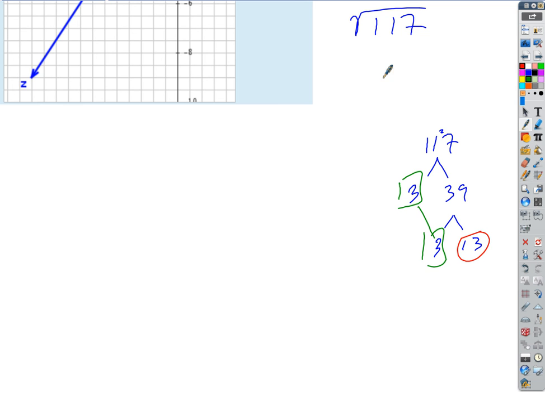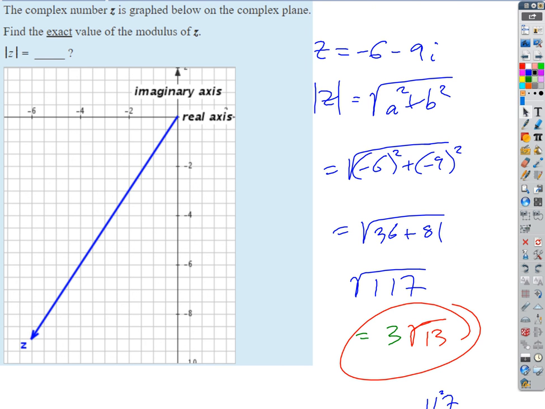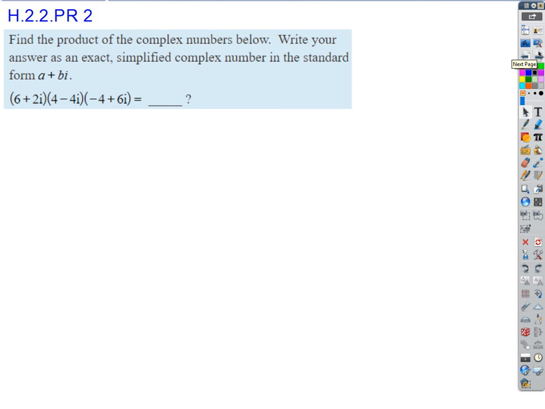So this becomes 3 radical 13. Okay, make sense? Questions? Okay, no big deal. So that's what that whole assignment is about, just getting used to representing complex numbers in the complex plane. Okay, next. So then, the next assignment, practice 2 in section 2, is about arithmetic.